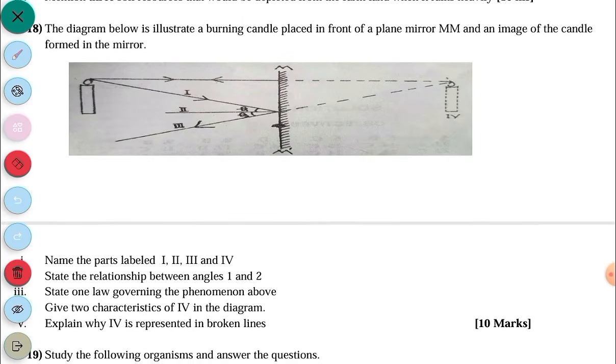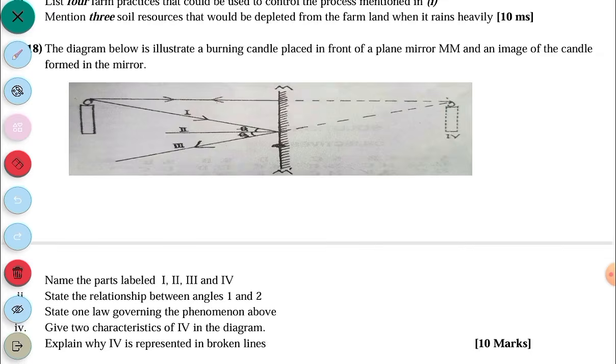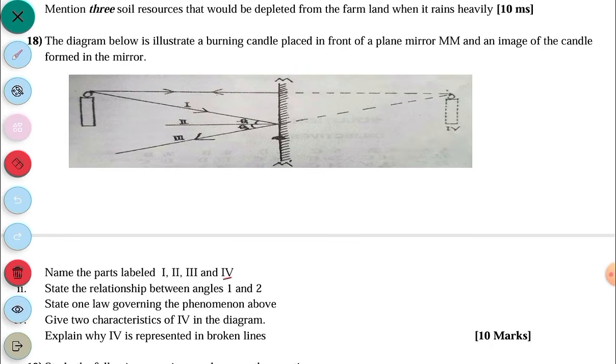So question 18, we have a question on light. We are asked to name the parts labeled I to IV. So I is the incident ray, II is the normal, III is the reflected ray, then IV is the image. Then the next part says state the relationship between the angle 1 and 2.